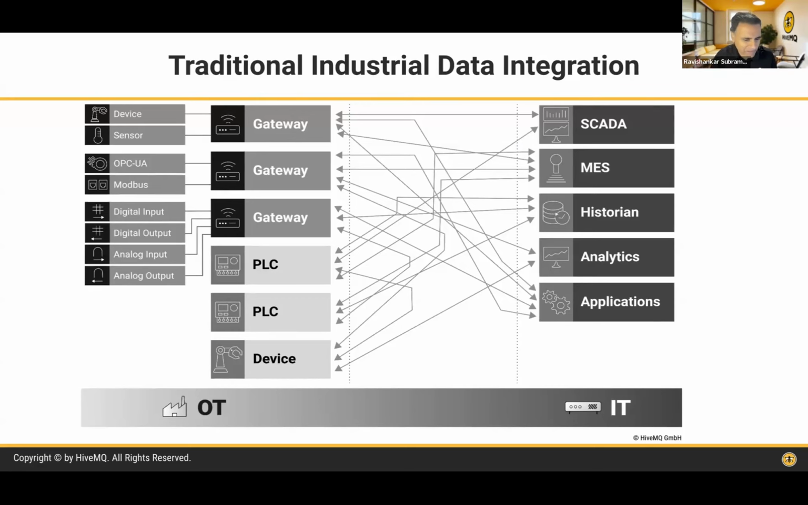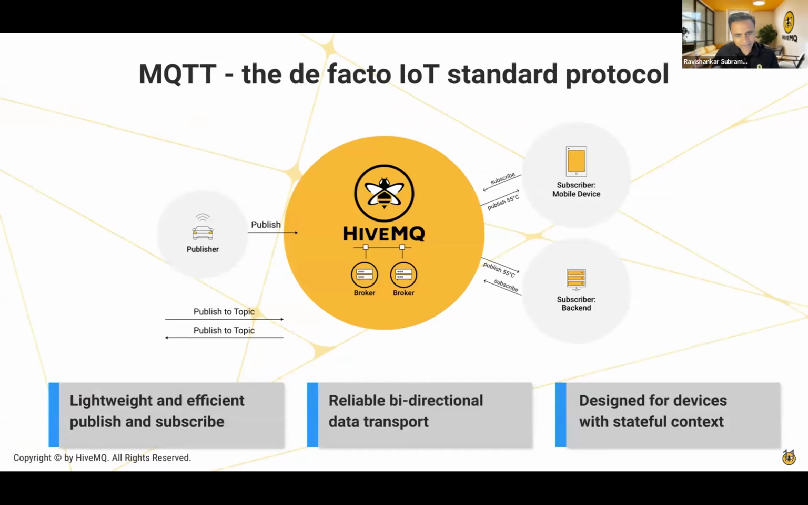So that's where traditional architectures and data integrations don't quite work between the OT and IT systems. This is where MQTT comes into play, right? MQTT is a de facto IoT standard. It started in the late 90s.